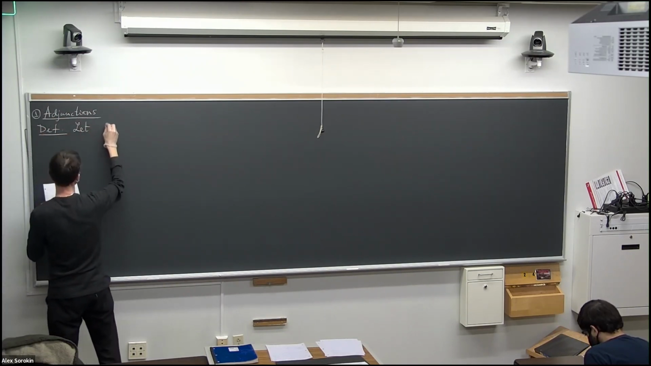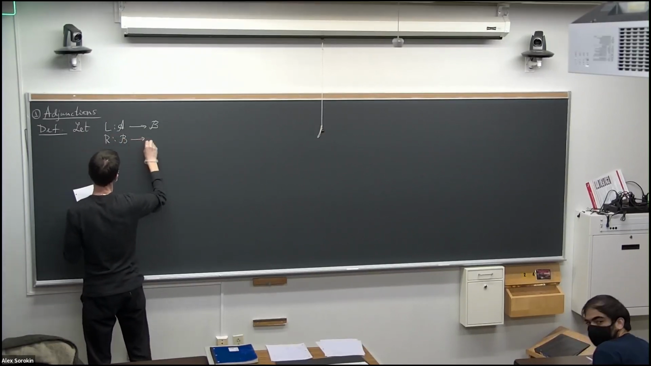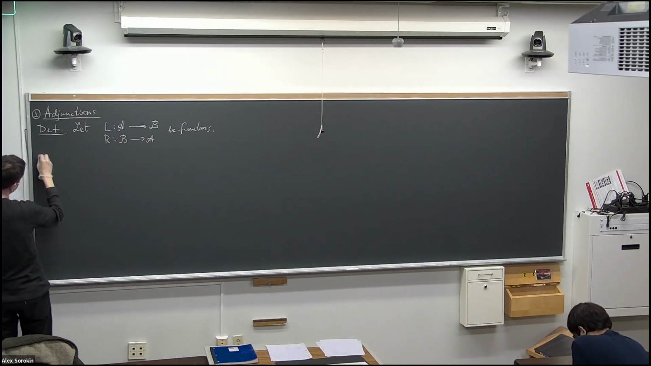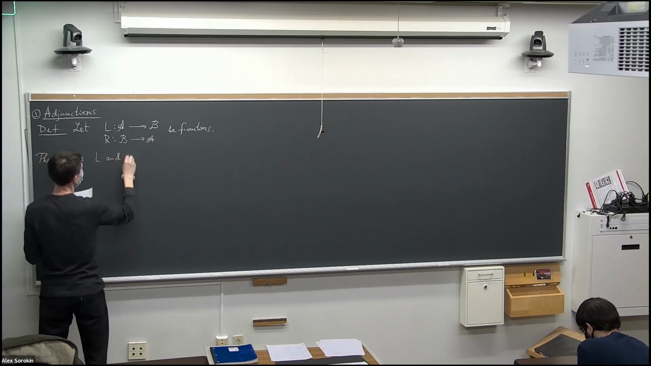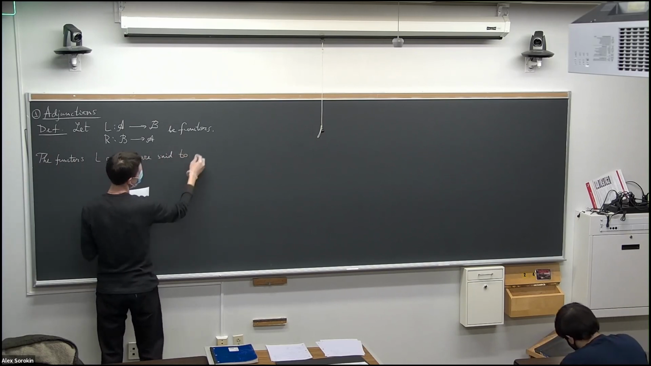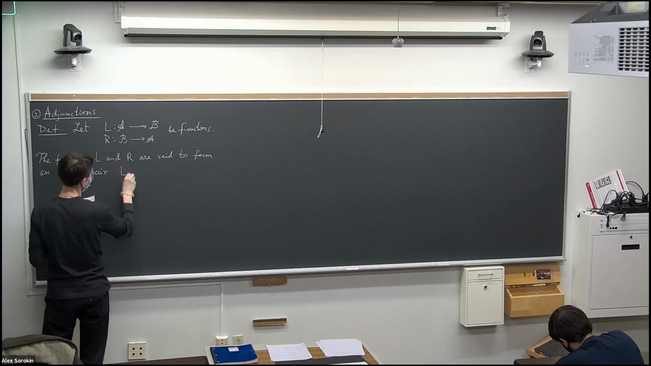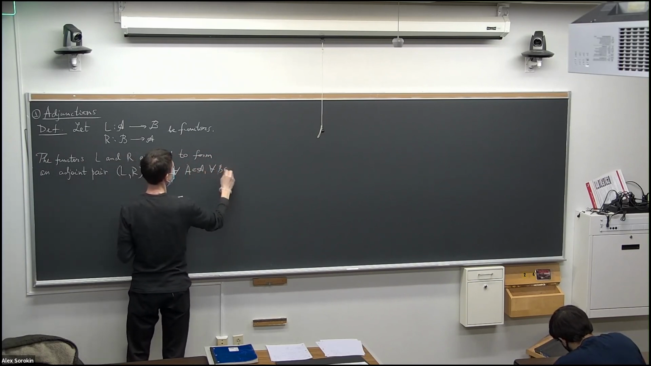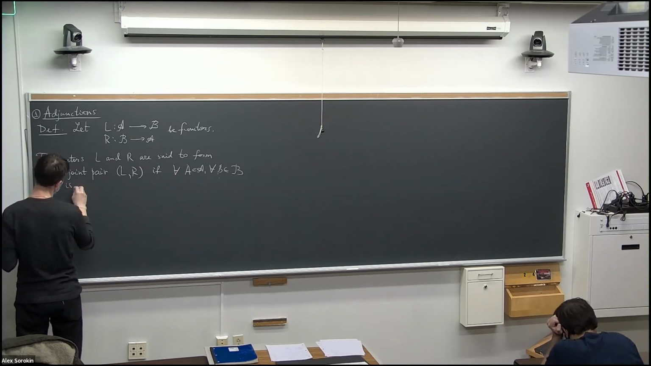Let L and R be functors. L and R are said to form an adjoint pair if, for any object A in A and any object B in B, there is a natural isomorphism.